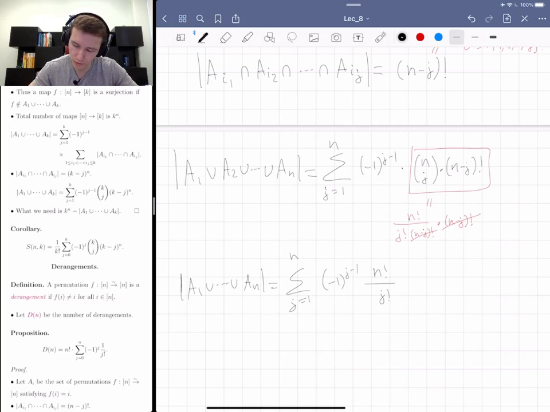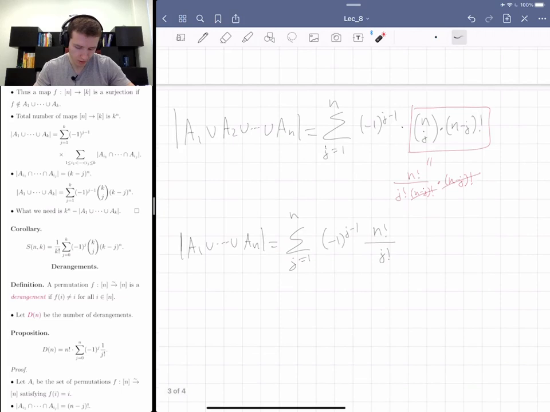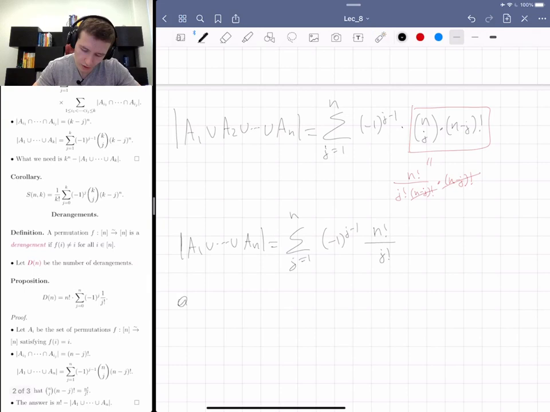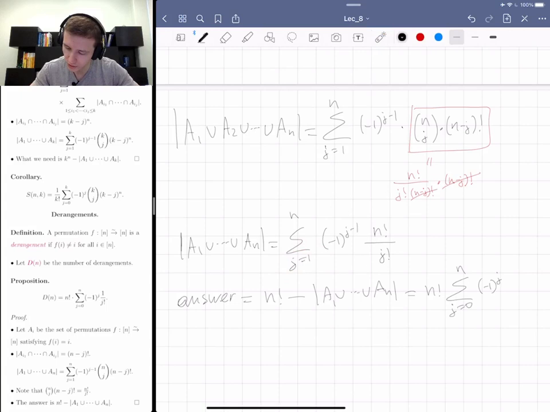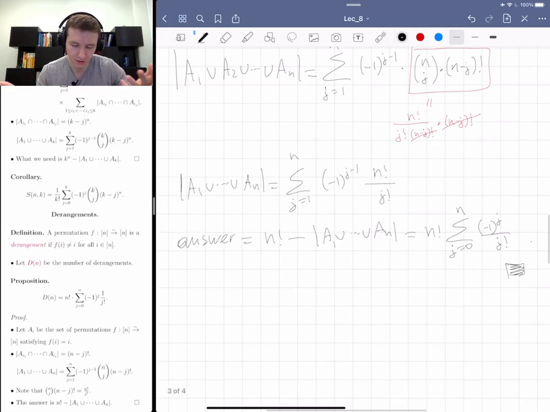You can even put n factorial out of the summation, and the answer, which is the number of derangements, is given by n factorial minus this A1 union through An. And that again corresponds to the j equals 0 term. N factorial times the sum for j from 0 to n, negative 1 to the j divided by j factorial. So it's exactly the same idea, but you count different things with it.